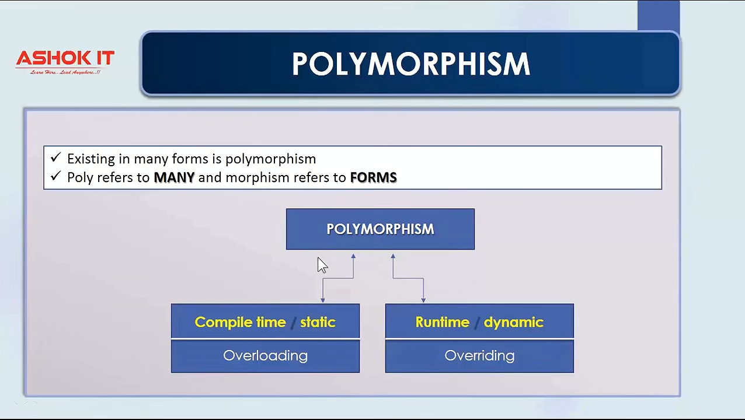Polymorphism in Java is classified into two types: compile time or static polymorphism, and runtime or dynamic polymorphism. Under compile time, we will be seeing what is overloading. Overloading comes under compile time or static polymorphism. Overriding comes under runtime or dynamic polymorphism. So under the polymorphism concept, we will be seeing overloading and overriding.